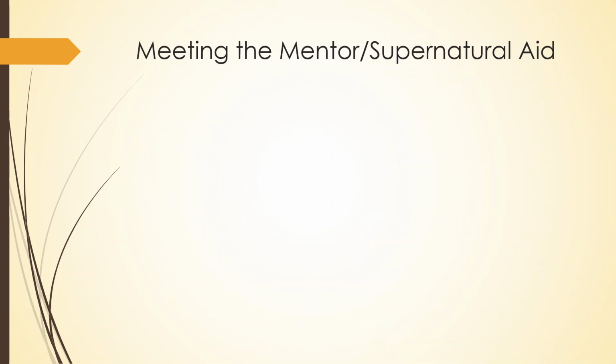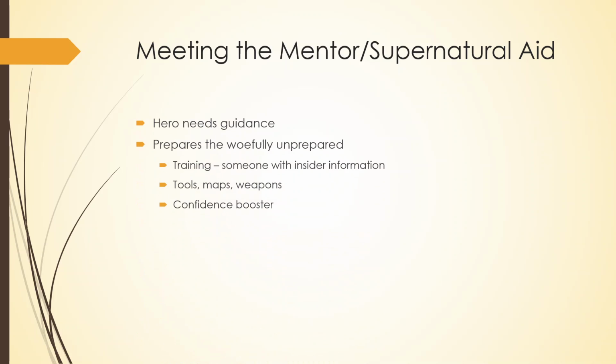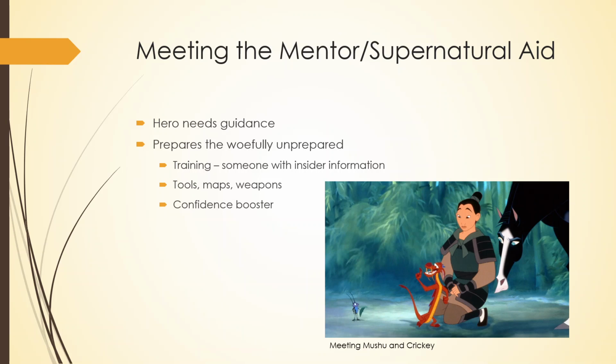So, your hero has accepted the journey, but they need guidance. They are woefully unprepared, so they need someone to help them along, who will give them training or insider information. Mulan has Mushu. The mentor or supernatural aid doesn't need to be a person. Tools, maps, or weapons also count. The point is they probably need a confidence booster, something to make them feel ready, like they can do this.